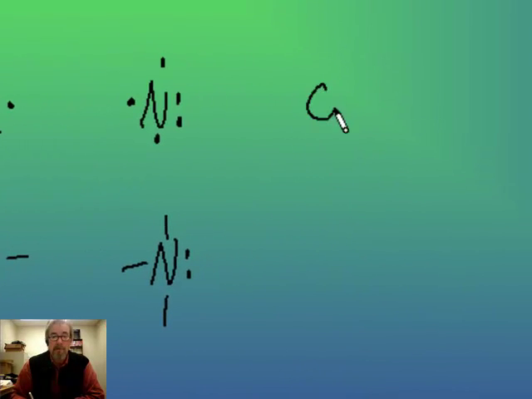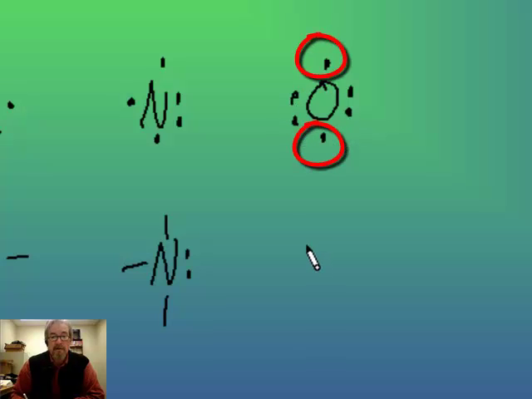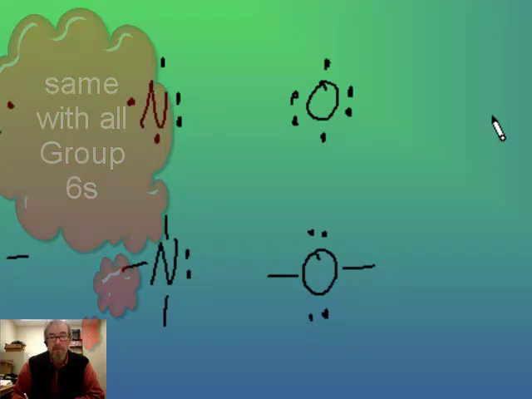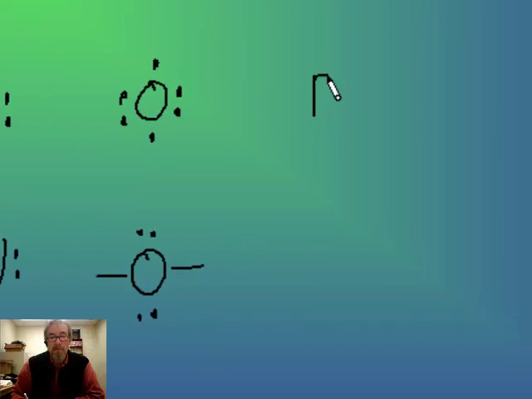Oxygen's got 6 dots. It's 2 places for bonding to occur, 2 lone dots. And so oxygen will very often bond this way, 2 bonds with 2 lone pairs. And column 7s, like fluorine, have 7 dots.